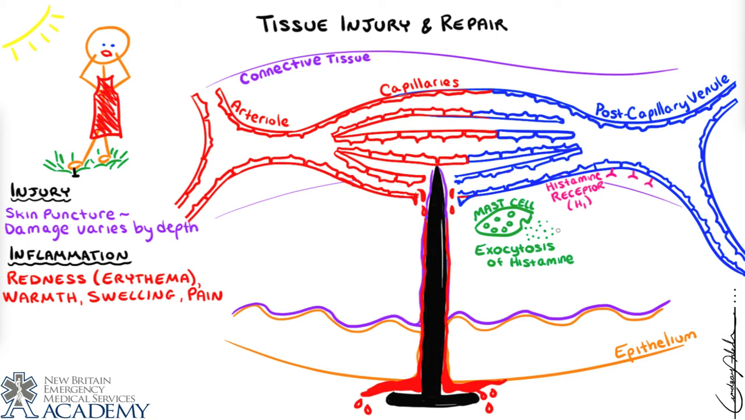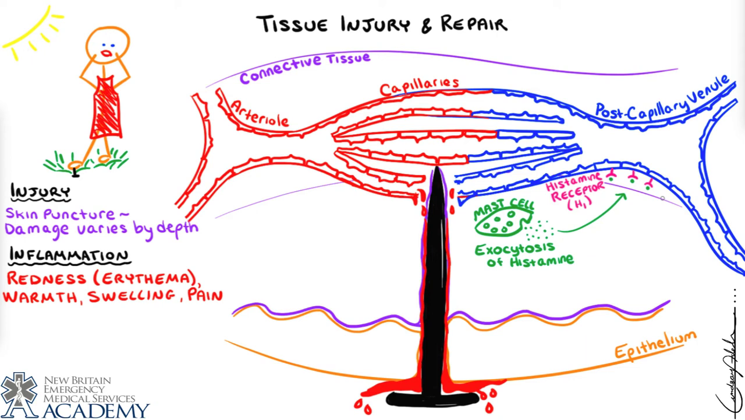So there's a bunch of different kinds, and usually a certain kind is found in a certain place. And it just so happens that the H1 receptor is found on the endothelial cells, and we're really targeting the post-capillary venule, as we mentioned. So the histamine, after exocytosis, is going to float on over, and it's going to bind to the histamine receptor.